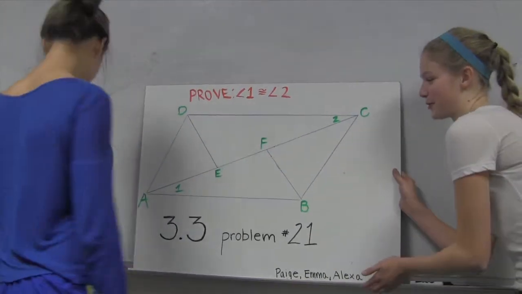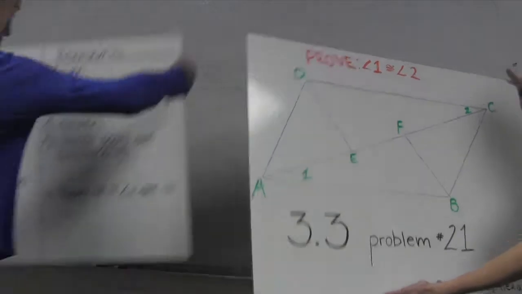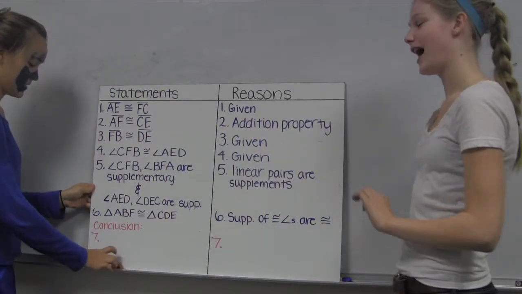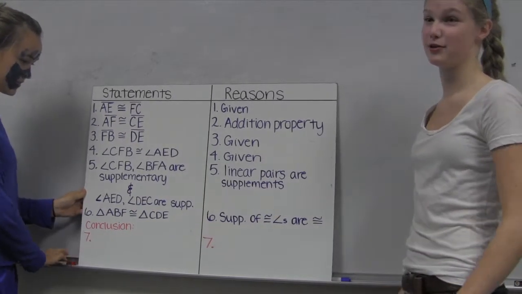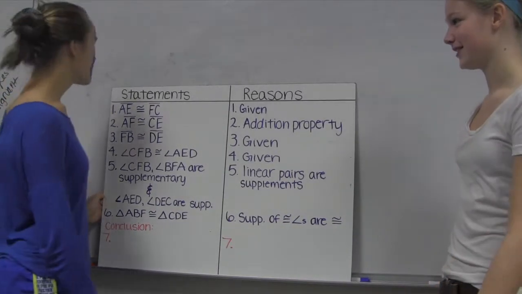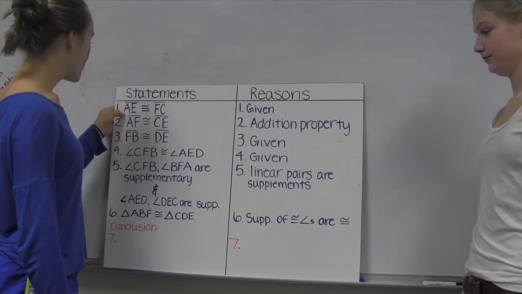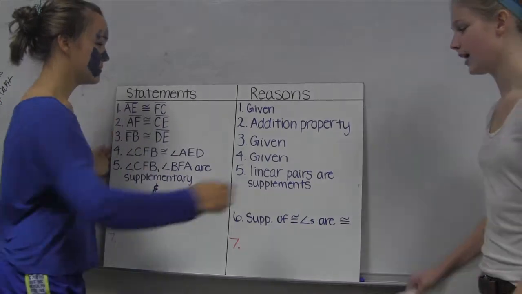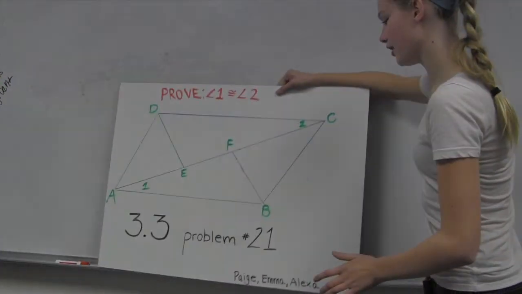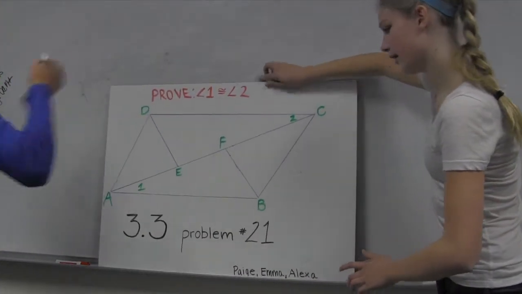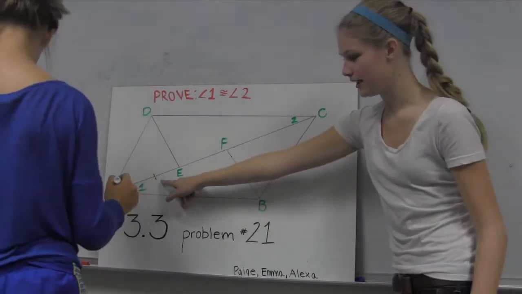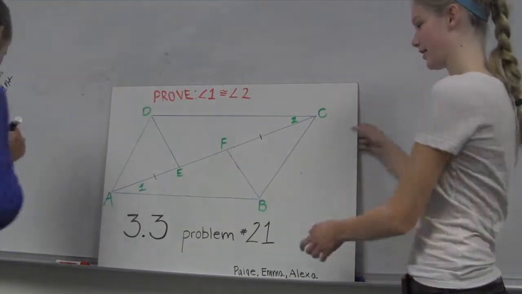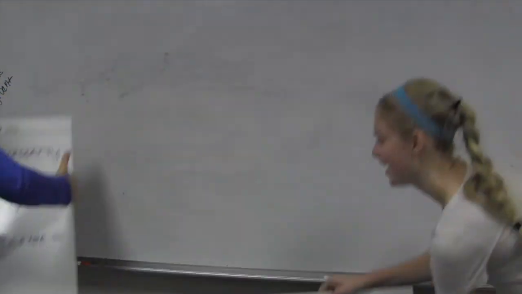So, let's move on to the next board, Alexa. Sure thing, Emma. We like to use the T-chart of statements and reasonings to show how easy it is to prove that angle 1 is congruent to angle 2. It's a great way to organize your work. So to start, we have that segment AE is congruent to FC, and this is a given. So, by looking at our chart, we know that AE right here is congruent to FC. All right, back to the chart.